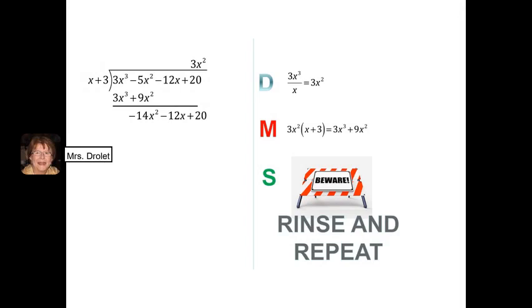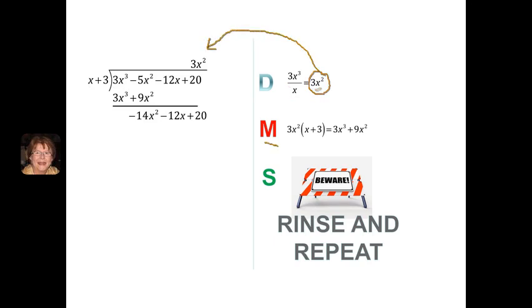DMS. Start with division. 3x cubed divided by x. I have my work here. 3 divided by 1, this is understood that it's 1. 3 divided by 1 is 3. X cubed divided by x, I keep the base. I subtract my exponents. 3 minus 1 is 2. Where do I place my 3x squared? I place it in the result.